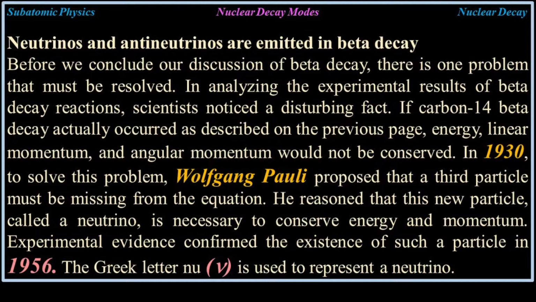In 1930, to solve this problem, Wolfgang Pauli proposed that a third particle must be missing from the equation. He reasoned that this new particle, called a neutrino, is necessary to conserve energy and momentum. Experimental evidence confirmed the existence of such a particle in 1956. The Greek letter nu is used to represent a neutrino.